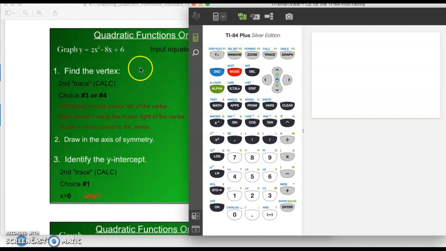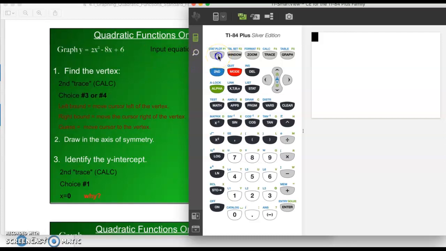Hey everybody, I'm going to take you through the actual steps on the calculator in case the video didn't give you enough information. So I'm using the exact same example from Mrs. Ruman's video. So now you can see the calculator right here. So you notice I have y equals 2x squared minus 8x plus 6. Same example from the other video.